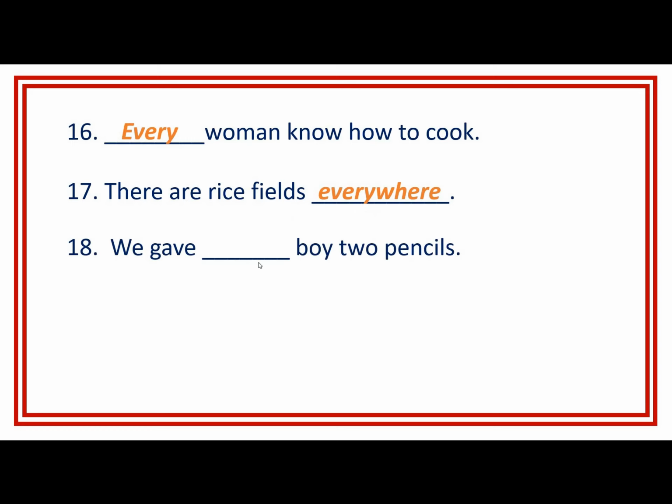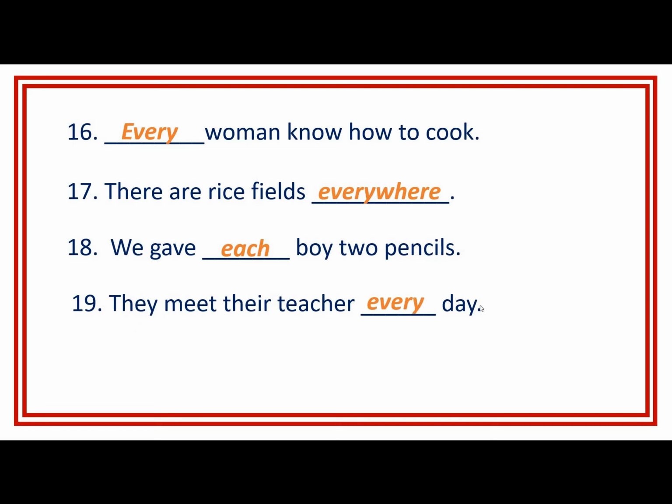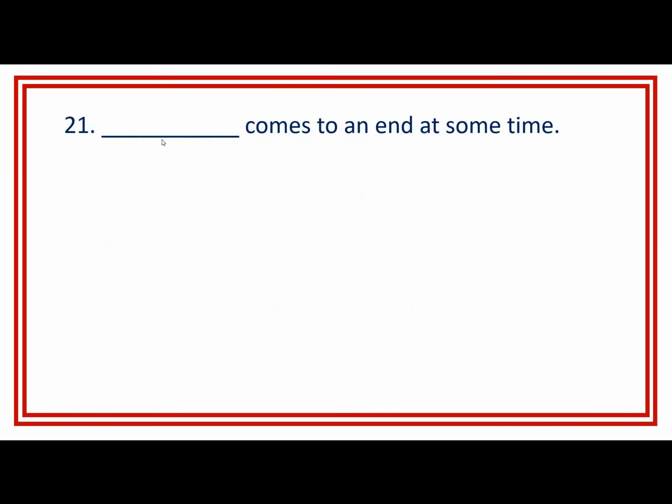Number 18. We gave blank boy two pencils. Answer, we gave each boy two pencils. Number 19. They met their teacher blank day. Answer, they met their teacher every day. Number 20. Blank is singing. Answer is, everyone is singing. Number 21. Blank comes to an end at some time. Answer is, everything comes to an end at some time.